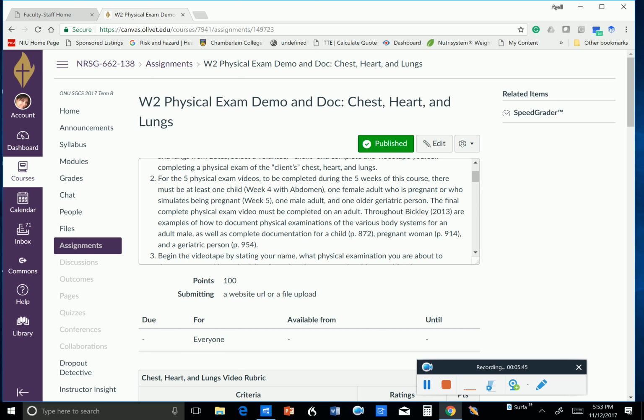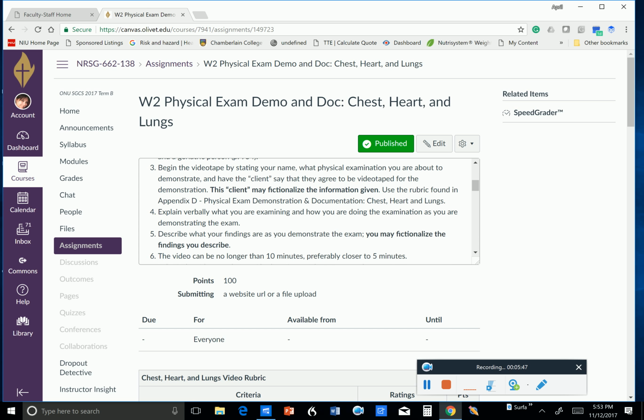Okay? Begin the videotape by stating your name and what physical examination you are about to demonstrate, and have the client say that they agree to be videotaped for the demonstration. This client may fictionalize the information given, so make up why they're there and all that. That's okay. Use the rubric found in Appendix D, Physical Exam Documentation, Demonstration and Documentation, Chest, Heart, and Lungs.